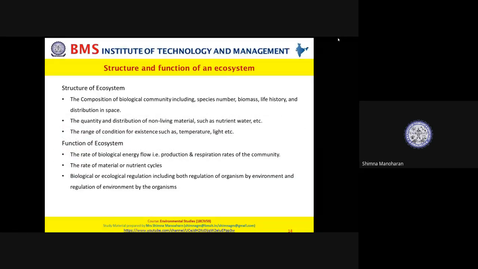Now we will quickly see how you categorize structure and function of an ecosystem. In structure, we consider the composition of a biological community, and the quantity and distribution of non-living material. It includes the composition and the condition of temperature, light, etc. Whereas in function, you consider the rate of production and respiration rates.